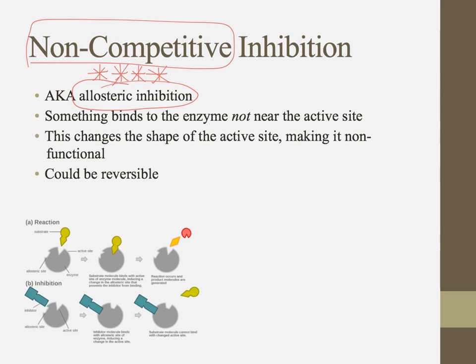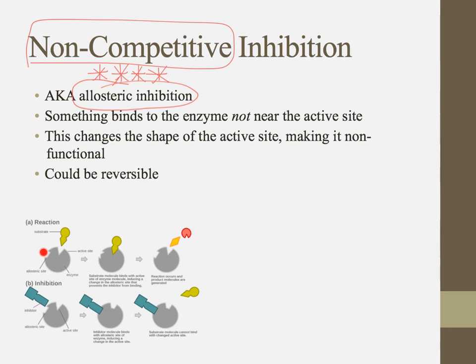Okay, so this is something that binds to the enzyme, but in a place that's not the active site. When it binds to that allosteric site, as we call it, it changes the overall shape of the enzyme, including the active site, making it non-functional. Like competitive inhibition, it could be reversible. It could also be permanent. All right, so that's looking something like this.